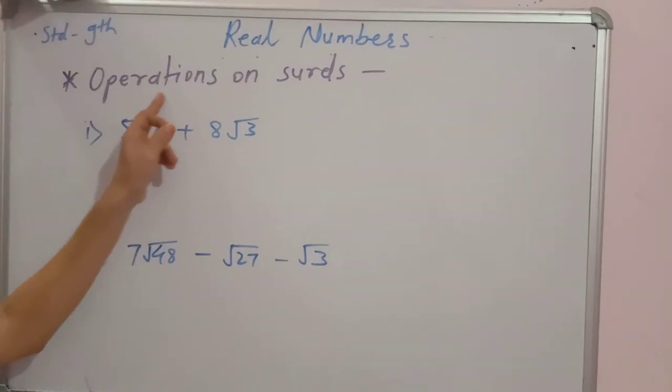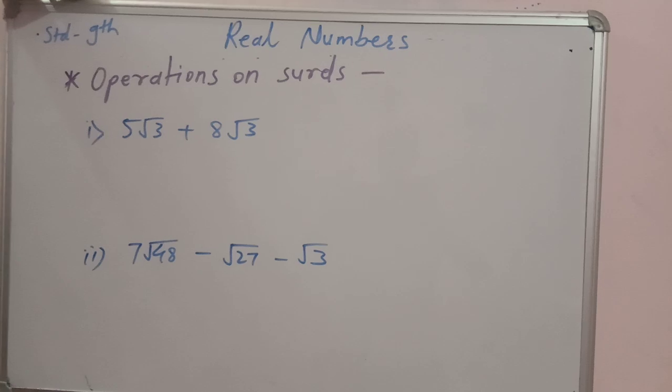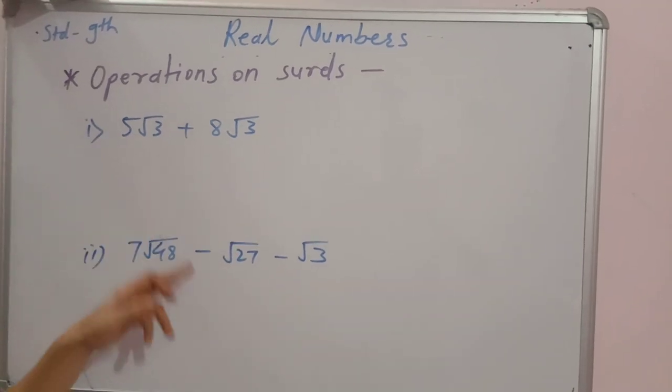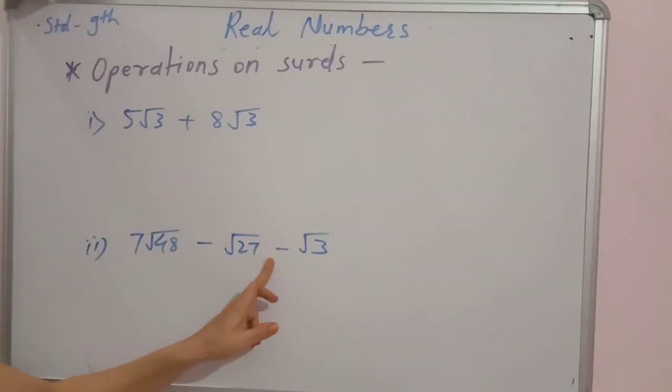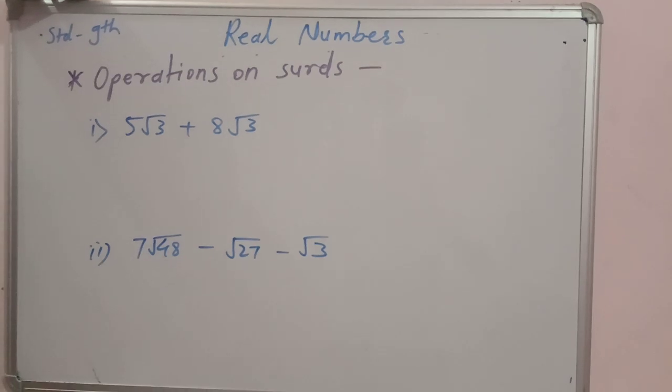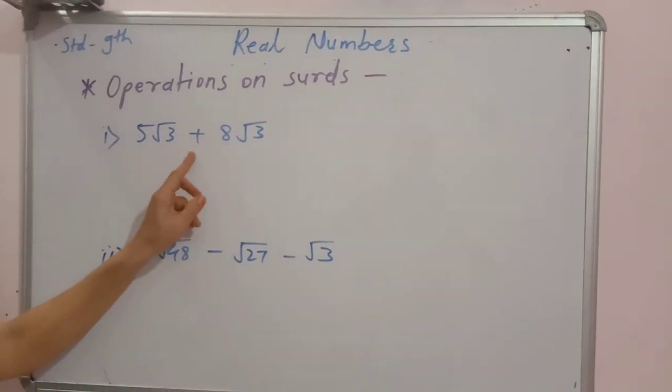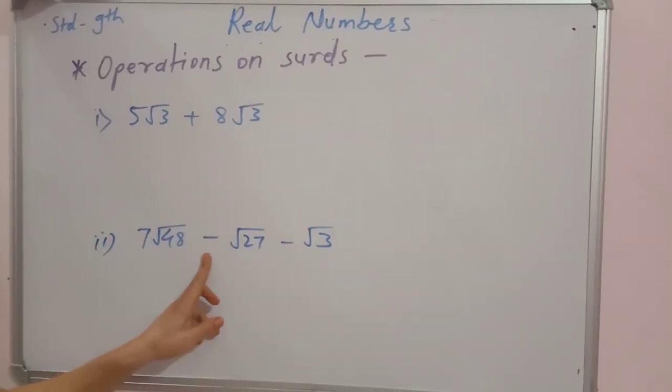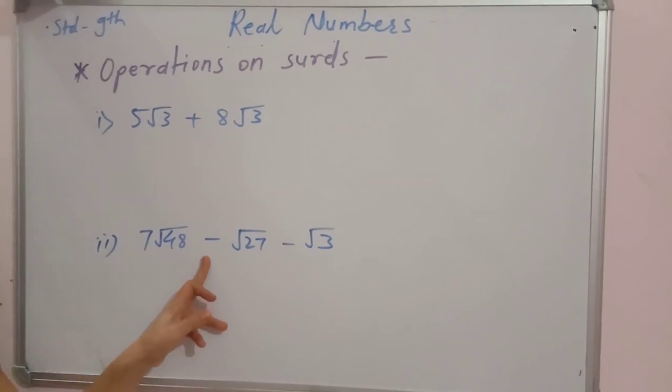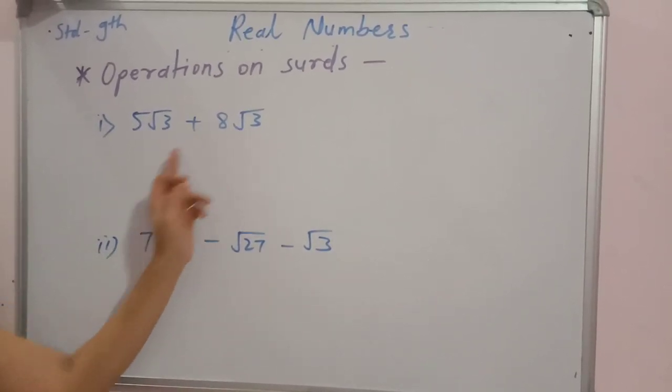Now the next topic is operations on surds. Here I have given two operations, that is addition and subtraction. Multiplication and division is not there. Why? Because addition and subtraction, these operations can be done only on like surds.